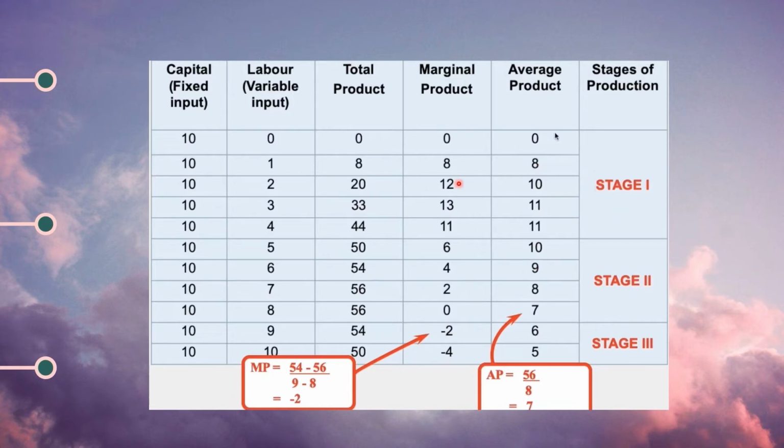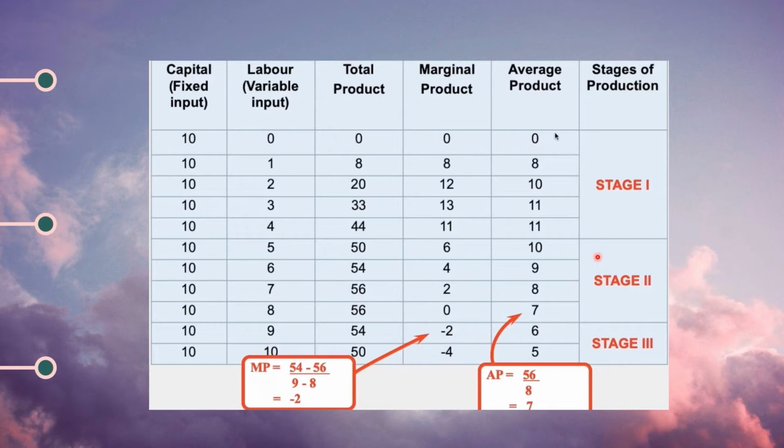Okay, so how do we identify the stages of production? Stage 1. We can identify stage 1 from the intersection of marginal product and average product. So when you see the MP is 11, the average product is also 11, so both are the same. So that is where stage 1 happens.